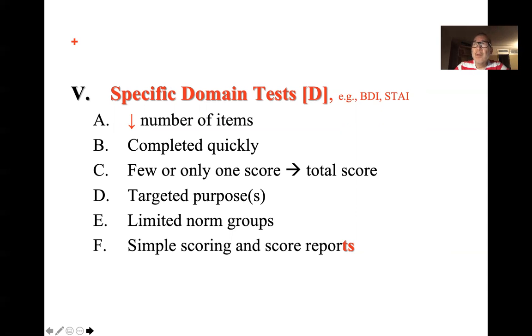Unlike the inventories, the MMPI, the California Personality Inventory, which typically have normative tables based on large normative groups, usually in the hundreds, if not thousands, that's not so much the case with the specific domain tests. They tend to be based on smaller sample sizes, like a few hundred. But that's usually fine, because you're dealing with a test which is maybe 21 items. So you don't need thousands of people to establish reliability and validity. A few hundred will probably do the trick for a 21-item test.